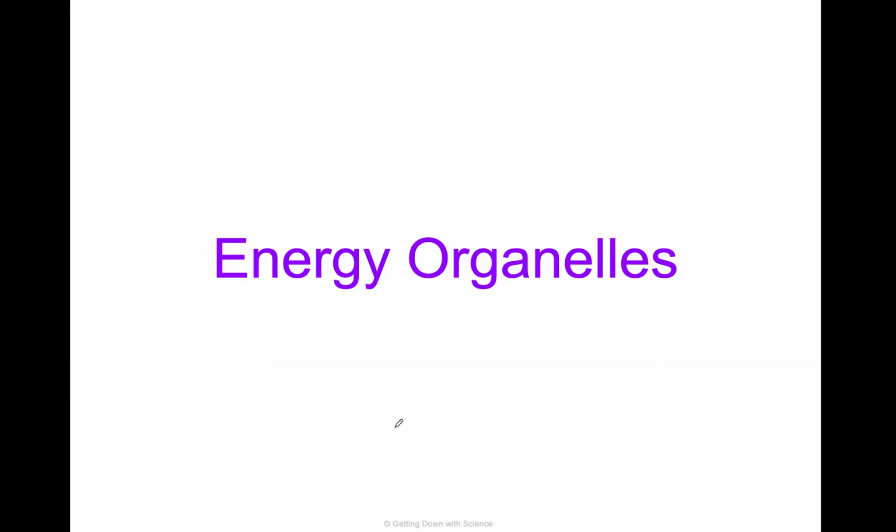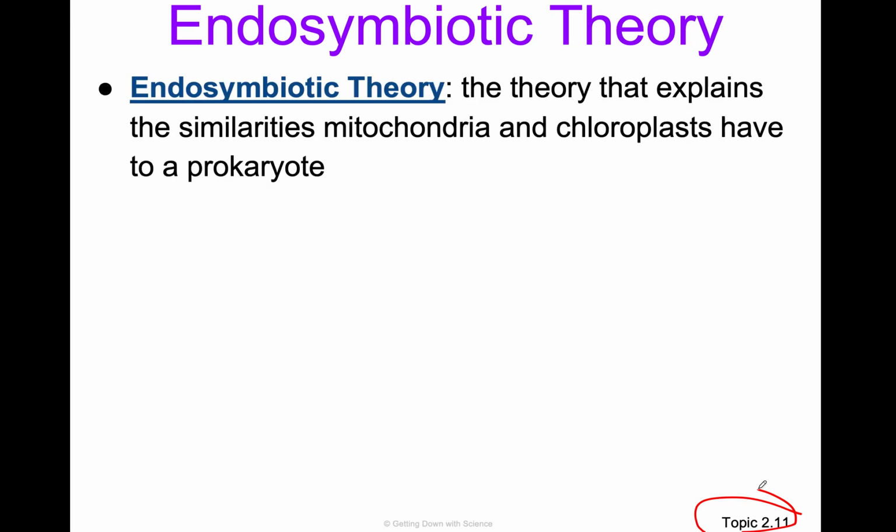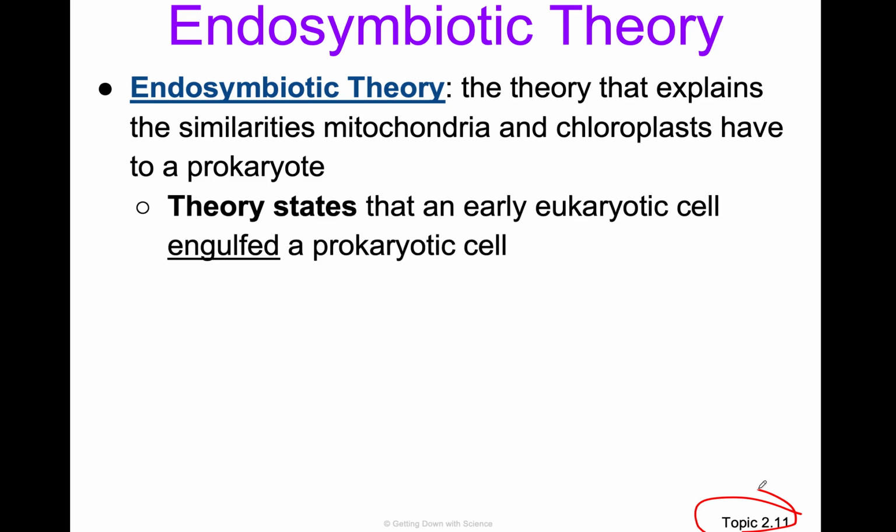All right. So we just went over 6 organelles. Let's talk about the ones that give everything else energy. So this is topic 211. We're going to talk a little bit about endosymbiotic theory. This is a theory that explains the similarities between mitochondria and chloroplasts and the similarities they have to a prokaryote.